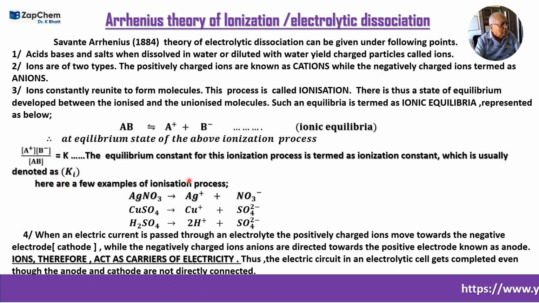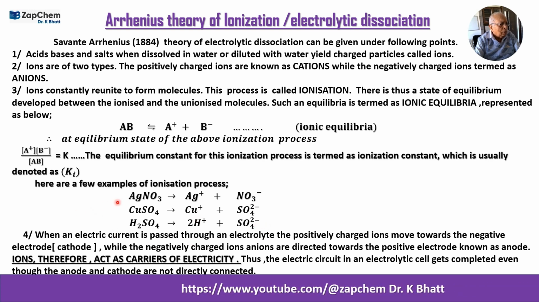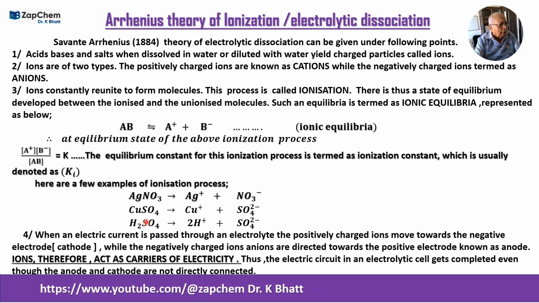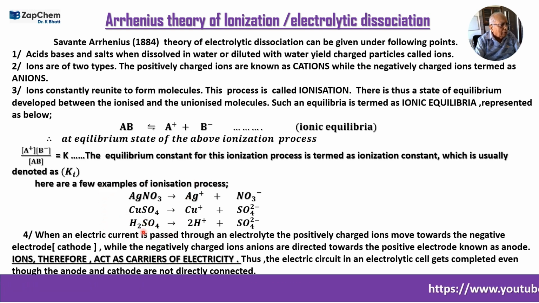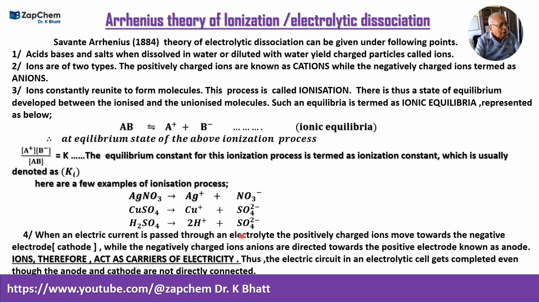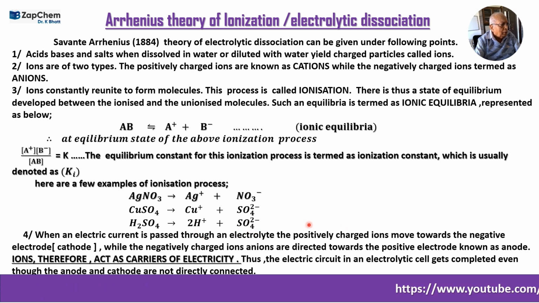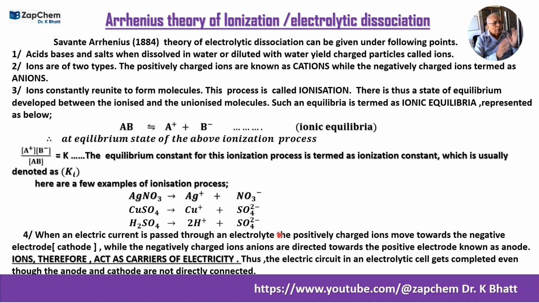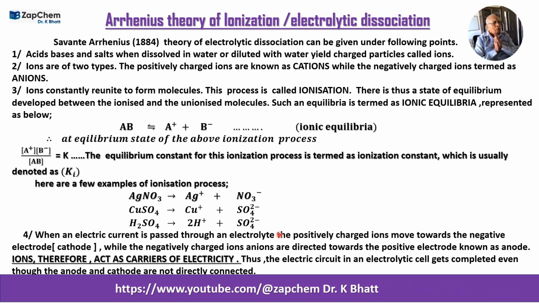Here are certain examples representing ionization. It may be a silver nitrate salt or a copper sulfate salt, or it may be sulfuric acid. When dissolved in water, it forms silver ion and nitrate ion, copper ion and sulfate ion, and hydrogen ion and sulfate ion, respectively. Now, what happens when we pass electric current through it?